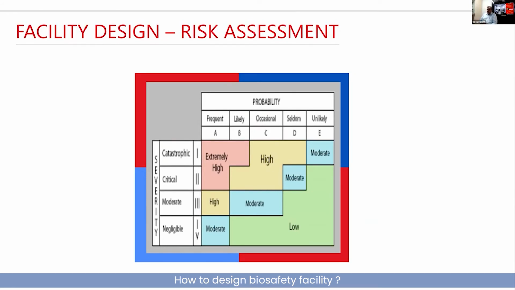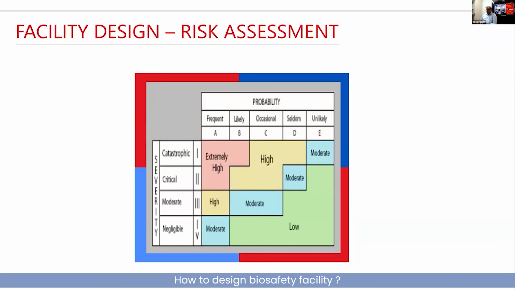So when we talk about probability, if it's very frequent or likely that exposure will happen and it is likely to be catastrophic or critical, then the risk is very, very high and gets classified generally into biosafety level 3 or 4. When it comes to a moderate severity and occasional probability, because you could accidentally spill a vial, you could accidentally have a pipette break, or you could have a safety cup break, these are occasional or seldom occurrences. Then you could downgrade it and put it again at either BSL 3 or 2.